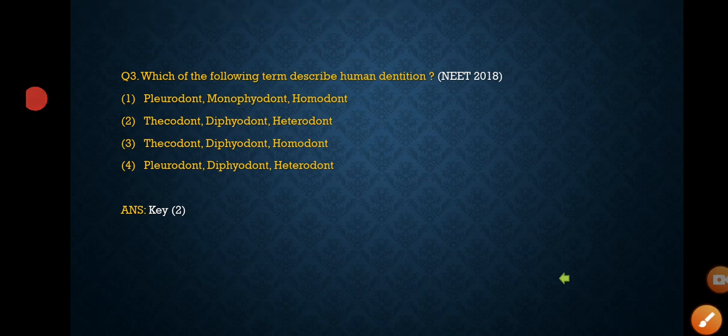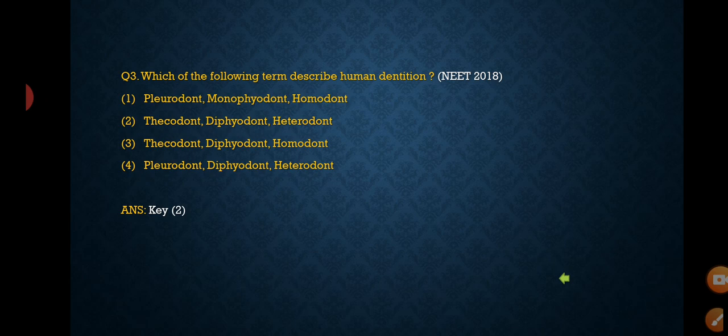Question number 3: which of the following terms describe human dentition? This question came in NEET 2018. Here the options are given: pleurodont, monophyodont, homodont. This option is not correct because homodont is not a kind of human dentition, and pleurodont is also not. So this option should be omitted. Second: thecodont, diphyodont, heterodont. Yes, this option is correct.